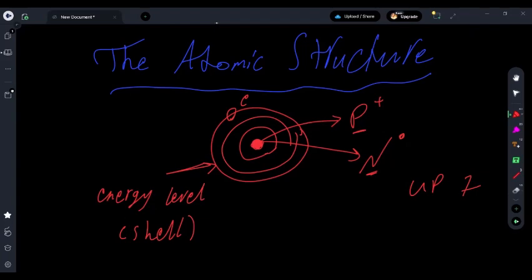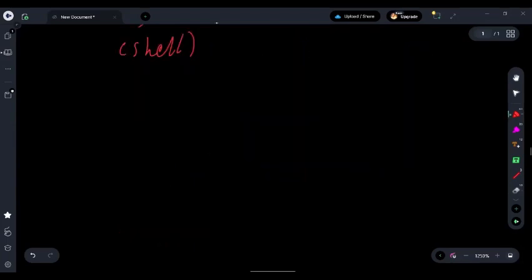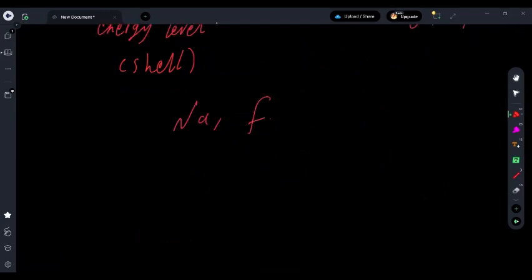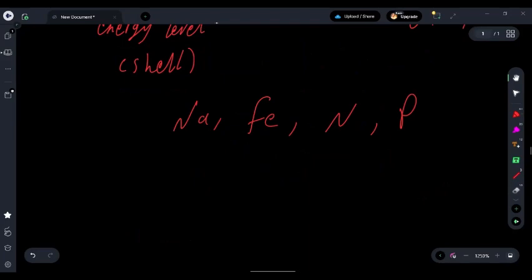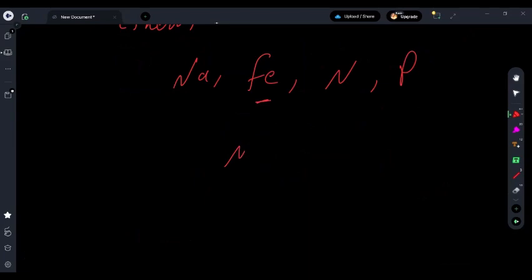Very good. Now, in the periodic table, we have a lot of elements. For example, we have Na for sodium, Fe for iron, N for nitrogen, P for phosphorus, and so forth. Now, each element in the periodic table consists of two numbers. Let's take iron, for example, which is Fe. Fe has 26 and 56, two numbers.